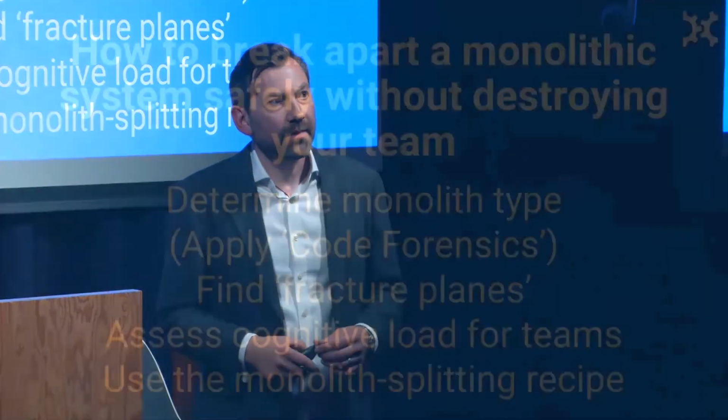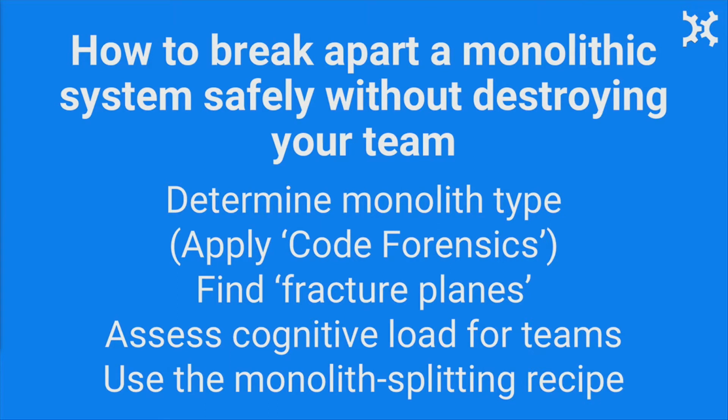So here's the summary. Here's how to break apart a monolith without destroying your team. Have to work out what kind of monolith we're talking about first. Maybe use some of the code forensics from Adam Thornhill or some of those kind of tools to just have a look at the code base. Look for these fracture planes. We don't want to make our lives harder than necessary. Look for the natural fracture planes in the code that we can use to split.